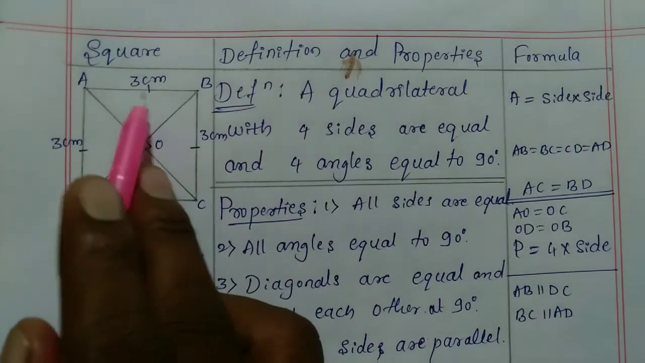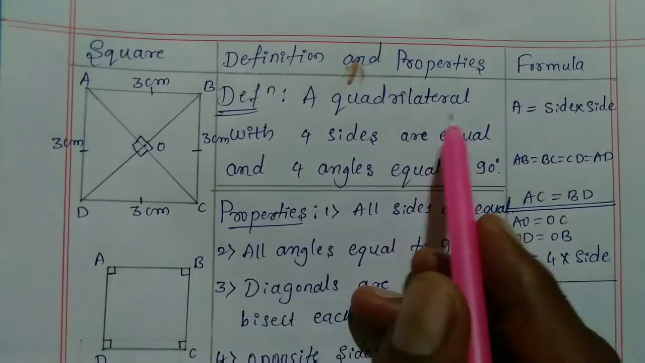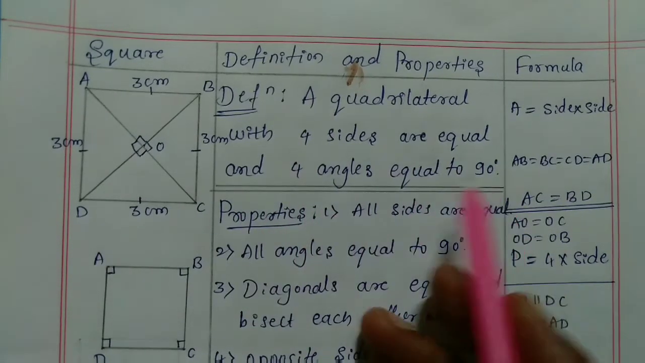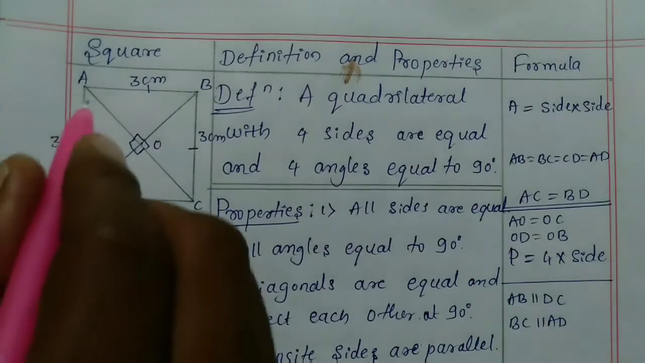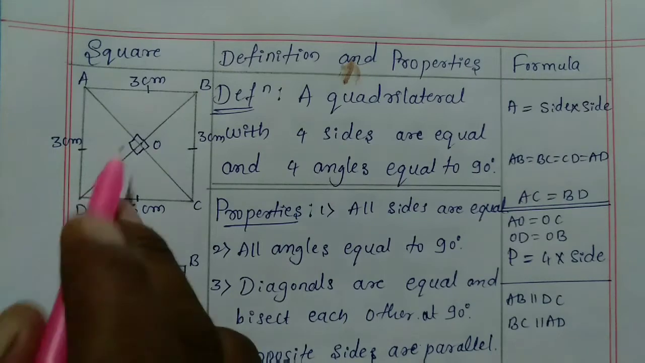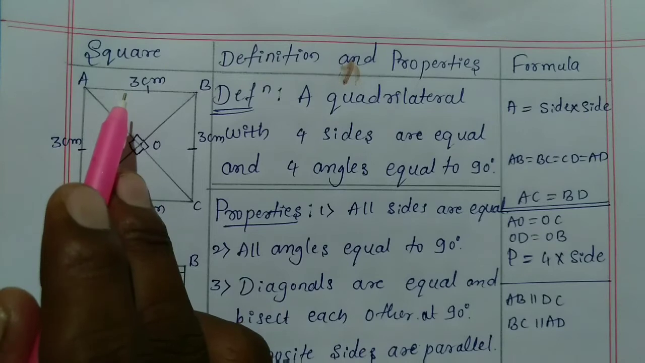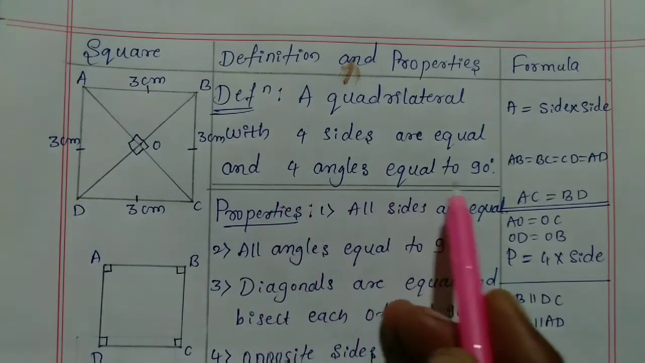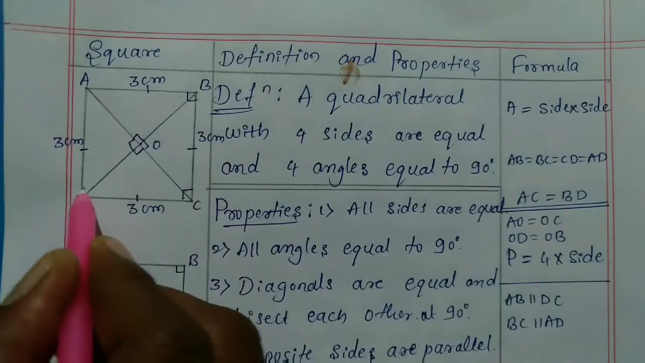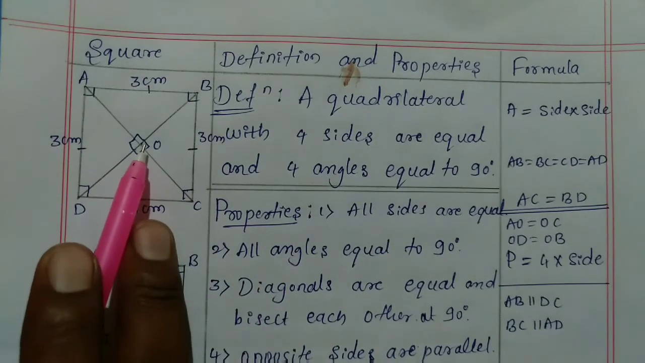Right. So next I will go to square. This is the figure of square. So the definition is: a quadrilateral with four equal sides and four angles equal to 90 degrees. So here four sides are equal, that is AB equal to BC, which is equal to CD, which is equal to AD. So these four sides are equal, meaning each side is 3 centimeters. Next, four angles are equal to 90 degrees. So here four angles are equal to 90 degrees, meaning right angles. This is the definition of square.